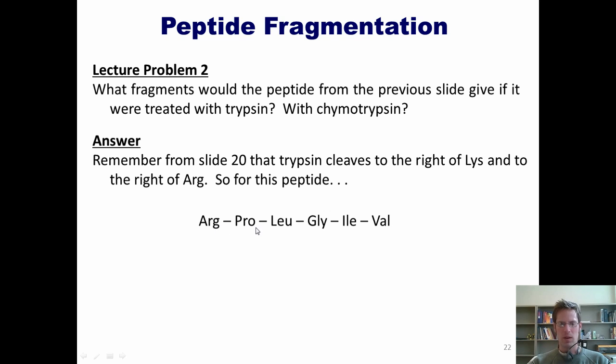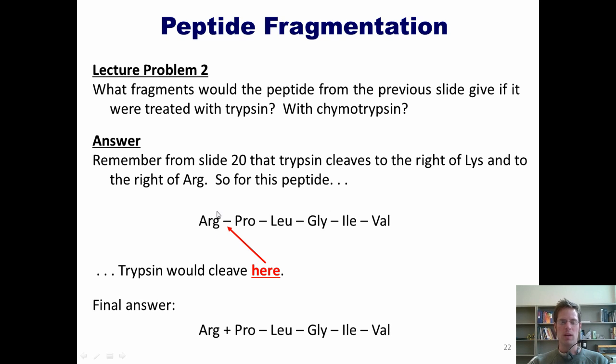As we scroll down here, we can see there are no lysines. There is an arginine, however. So trypsin will clip this bond. What fragments does that make? It makes one fragment, arginine, and then this other huge fragment, proline, leucine, glycine, isoleucine, and valine. Does that make sense? Let's see if we can answer the next question for chymotrypsin.